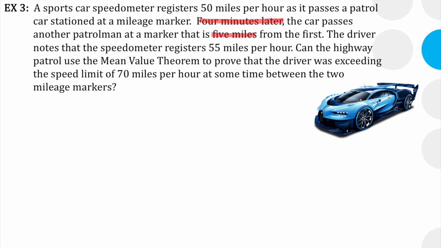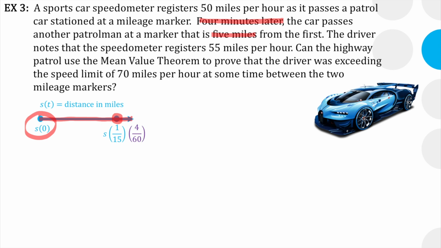Well, let's see what's going on here. We're going to call s of t a distance, and the car starts at distance 0, travels, and then the next mileage marker is here. That's 4 minutes later.